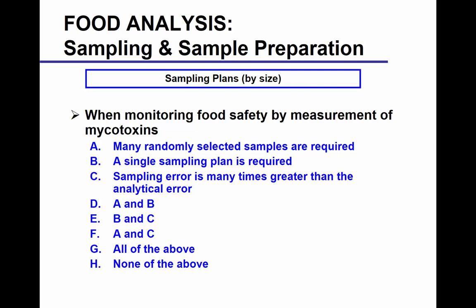So you want to get as many samples as possible to ensure that you have a representative sample for something that is randomly distributed. The sampling error is many times greater than analytical error. Usually the methods will have variability and will have error, but if you make a sampling mistake, the consequence is greater than the error of the analytical method. A single sampling plan will not work in this case. Because it doesn't specify the exact number, and on top of that, there's zero tolerance for presence of mycotoxin. So there is no number where you're seeing if it's greater or lower.